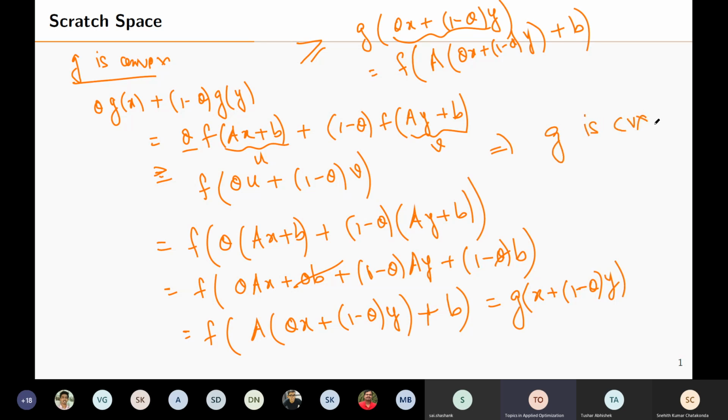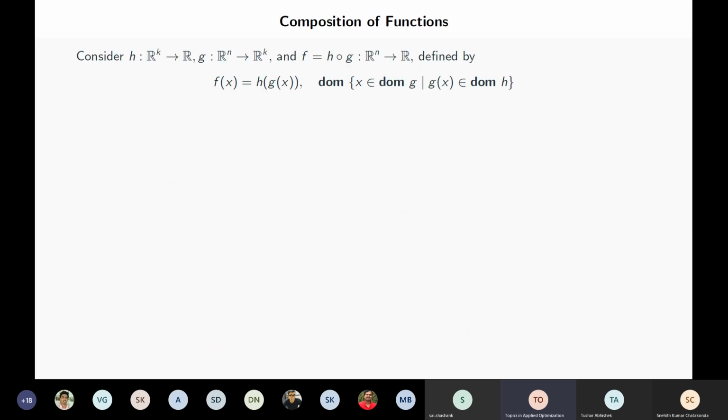Okay, so we have proved that the affine transformation of the space doesn't change convexity. So composition of functions. Okay, so we can talk about when composition of a function is convex.